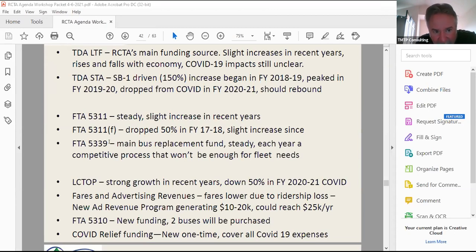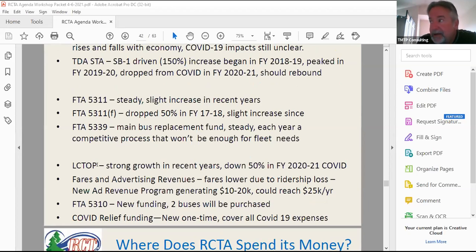Then the FTA 5339, as Dan said, is for capital only. We just started getting that in the last few years. The LCTOP can be for capital or operating. Initially, we used it for capital for some bus shelters about 5 years ago. And then we started using it for our students ride free program for 3 years. And then Caltrans said, no, you can't do that no more. We want another project. So these last 2 years, we're using it for our new fleet electrification project, which is going to bring the first all electric buses to RCTA.